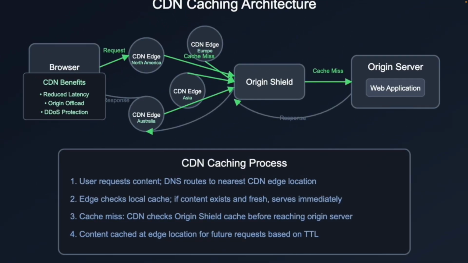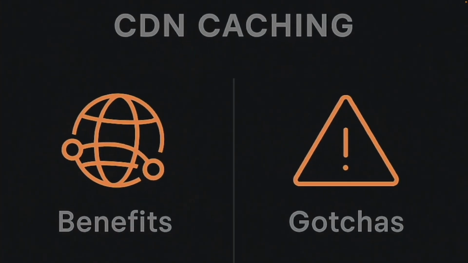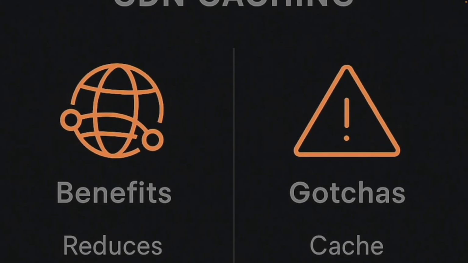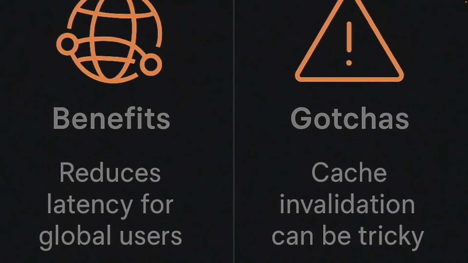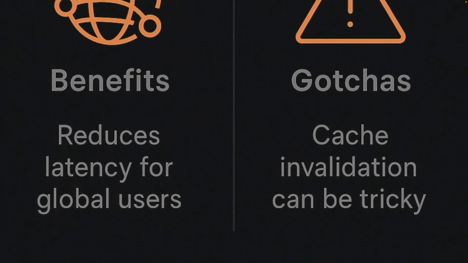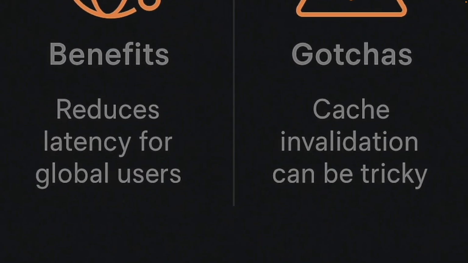It mainly caches static files. Sometimes it also caches full HTML pages and API responses with the right caching headers. The benefits of CDN caching are that it drastically reduces latency, handles traffic spikes, and improves SEO. The challenge involved is cache invalidation.